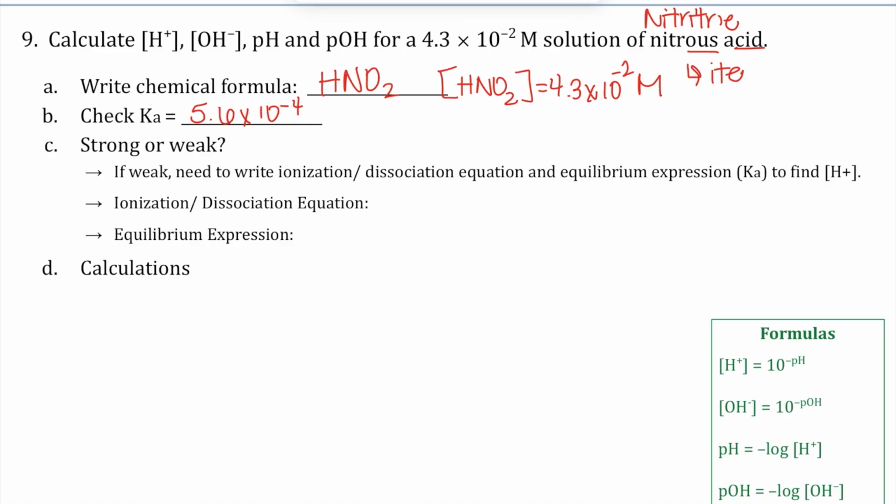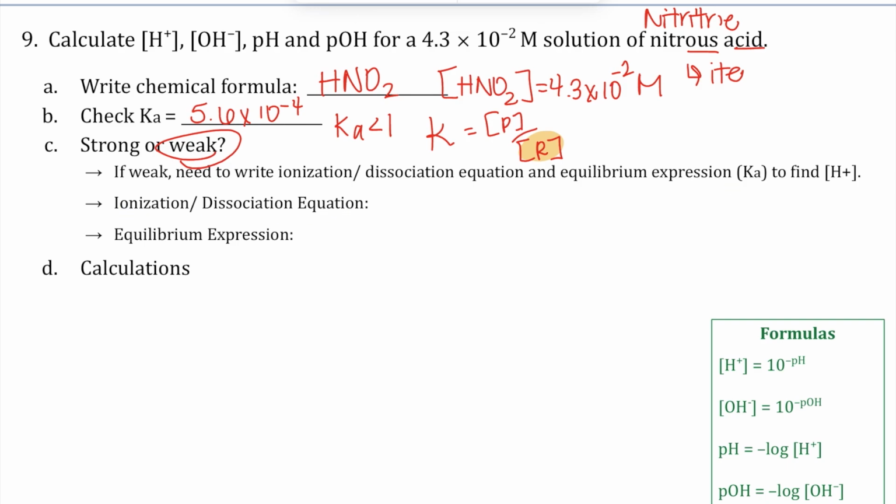And is this strong or weak? Well, this Ka is less than 1. And remember, any of our K values is products over reactants, with that going to be favoring the reactants. This is a weak acid. If it's strong, then we know this concentration is the hydrogen ion concentration, but it's not. It's not going to completely ionize. And so I need to write that ionization or dissociation equation and then my equilibrium expression.